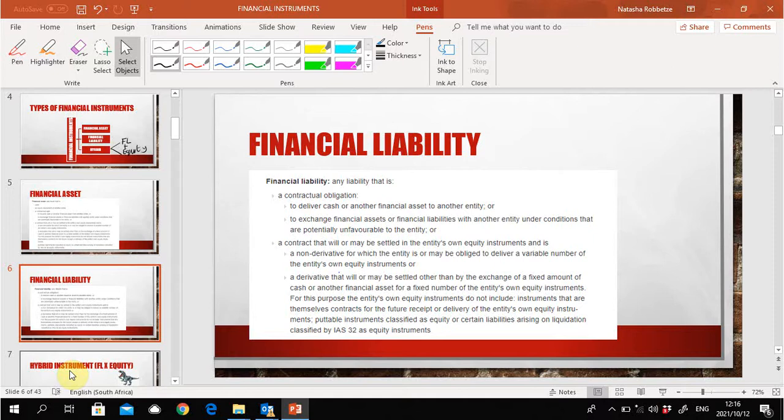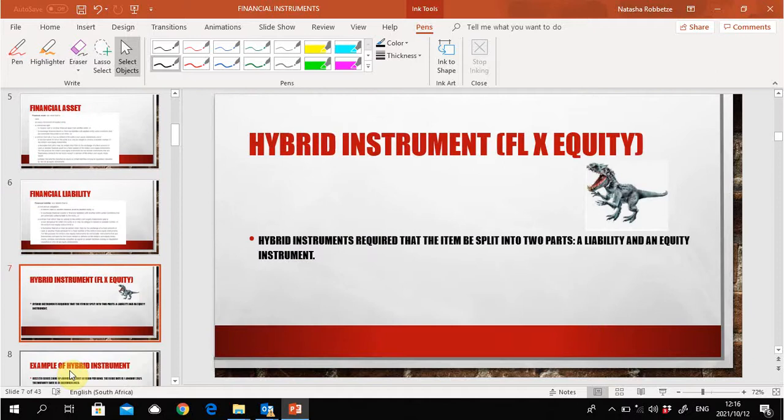So there is an obligation that is attached to a financial liability. You will also see that we have this concept of a hybrid instrument or a compounded instrument. And there I said it is when you have a financial liability and an equity together in one instrument.